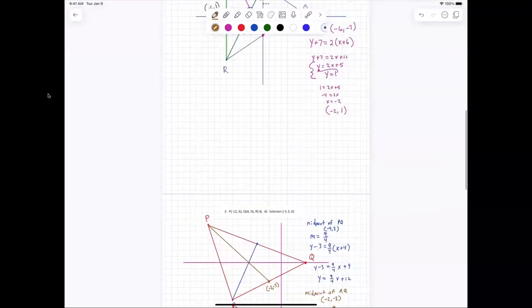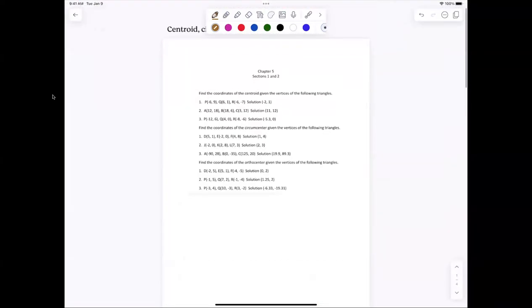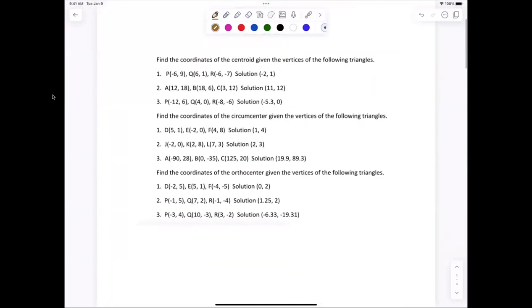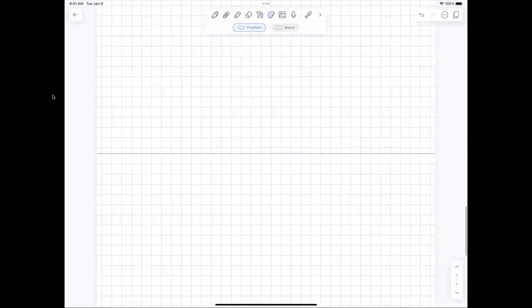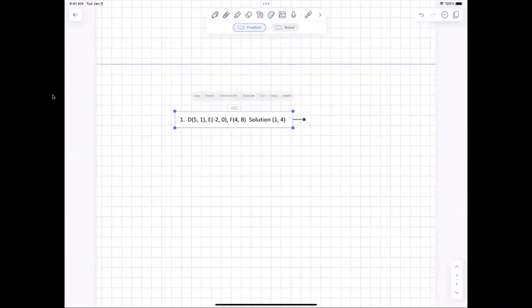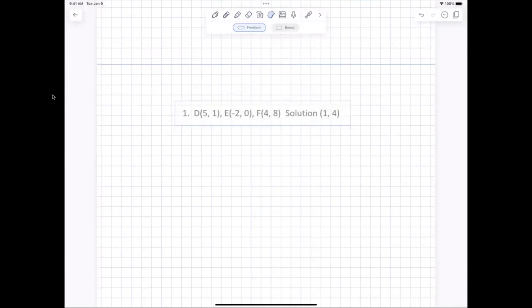Now I want to work with the circumcenter. I want to do one circumcenter and I want to do one orthocenter. Hopefully we have enough time. All right, so here we go. Let's find the circumcenter.